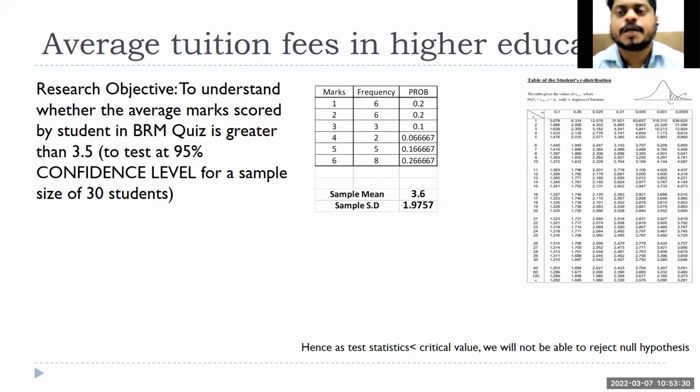With this information, what I want to say. So before that, what will be my alternate hypothesis here? Greater than 3.5. Average marks scored by students in the BRM quiz is greater than 3.5. So what we have discussed, whatever your research objective, that becomes your alternate hypothesis. What is my research objective?